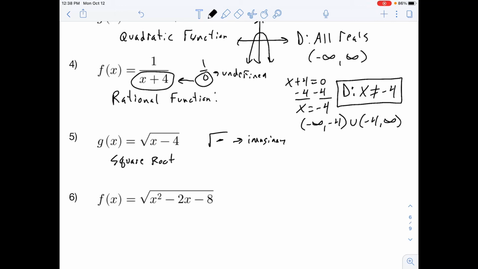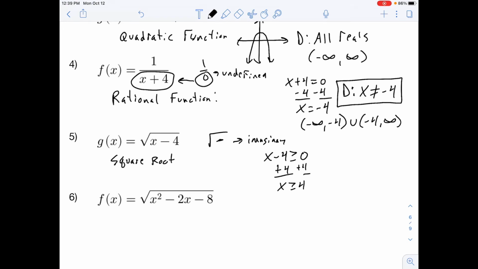So if we need inside here to be either 0 or some positive number, aren't we saying that we need x minus 4 to be greater than or equal to 0? Isn't that what we're saying? Any other value in here, any other value that's less than 0 is going to make this negative, which will be imaginary. So if I take what's in here and set it greater than or equal to 0, I'm saying I want to find all of the x values that will make inside here either 0 or greater than 0. Of course, when we solve this, we get x is greater than or equal to 4.